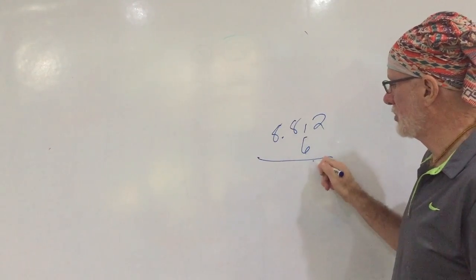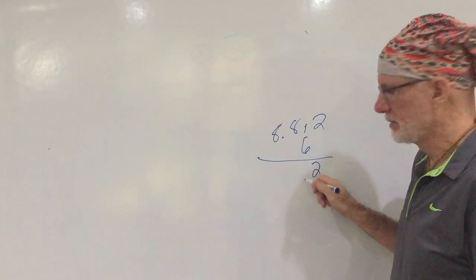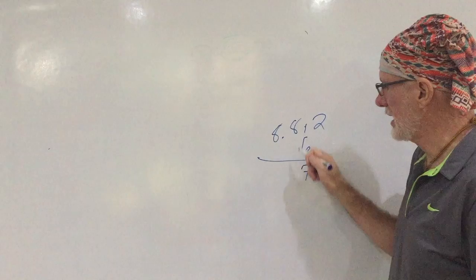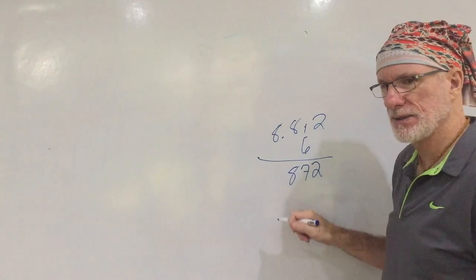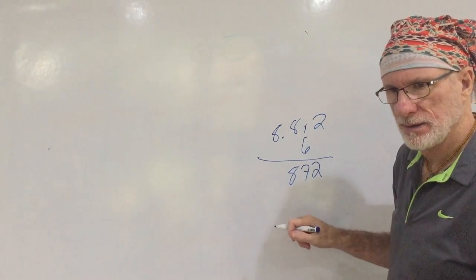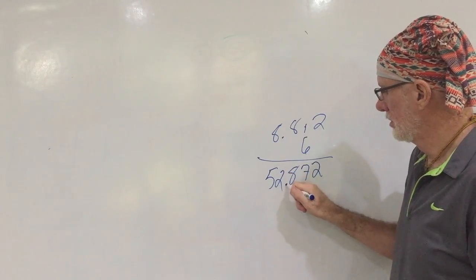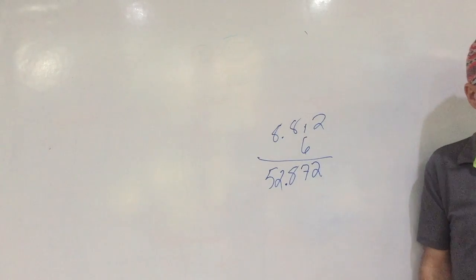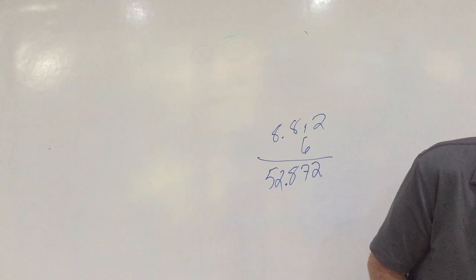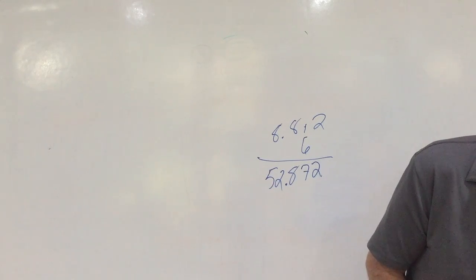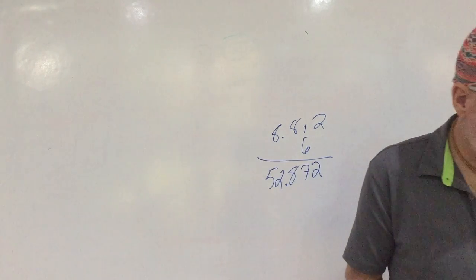Okay, so 6 times 2 is 12. 6 times 1 is 6, plus 6 would be 7, good. 6 times 8 is 48, plus 4 would be 52. It's 52.872. Clear? Okay. Now, it says multiplying a decimal less than 1 by a whole number. It's basically what we've been doing.